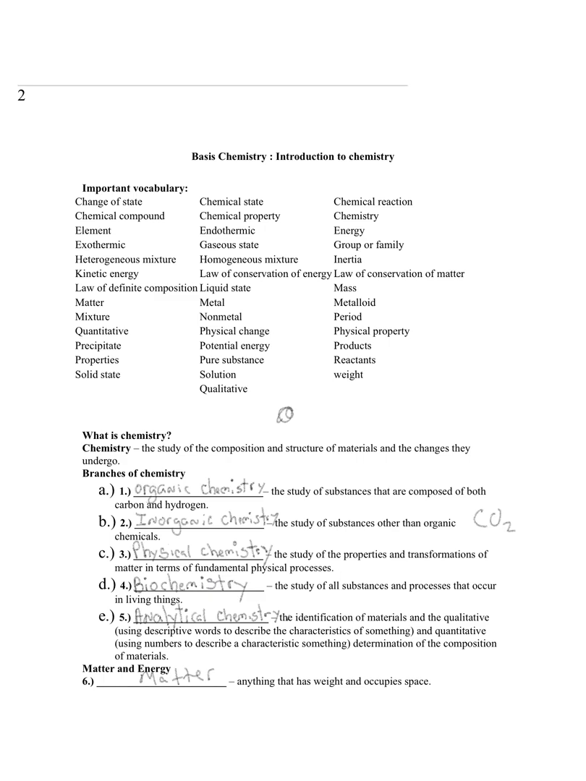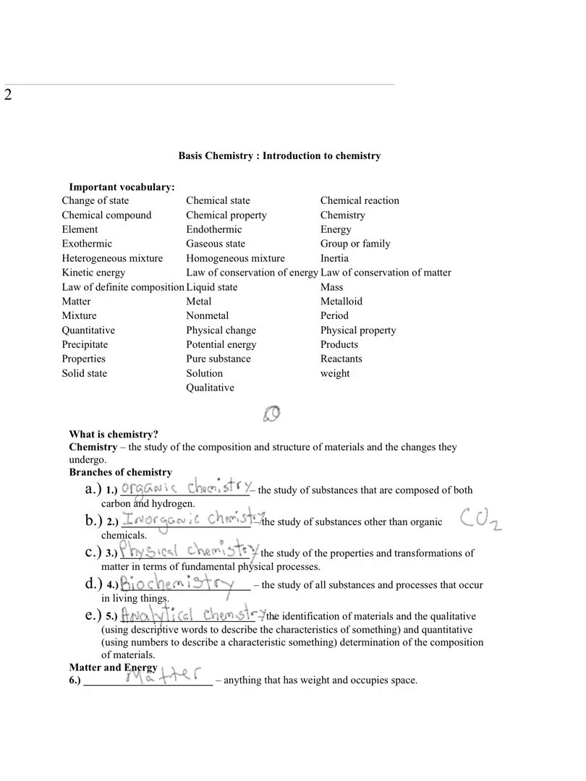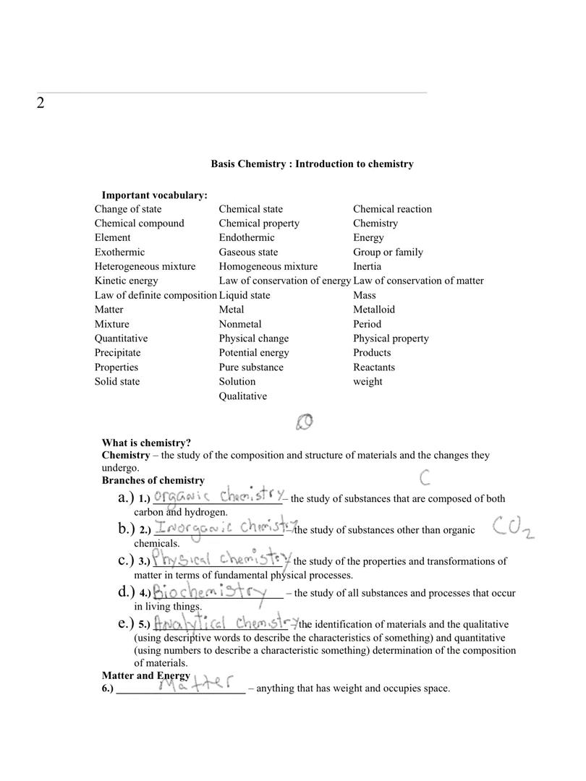Or if we look at glucose, which is C6H12O6, it has carbon and hydrogen. So that's what makes it organic.